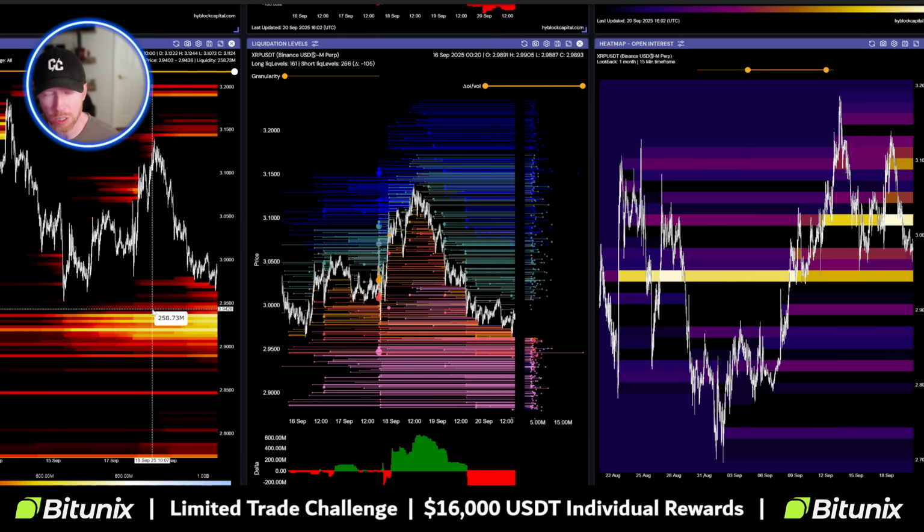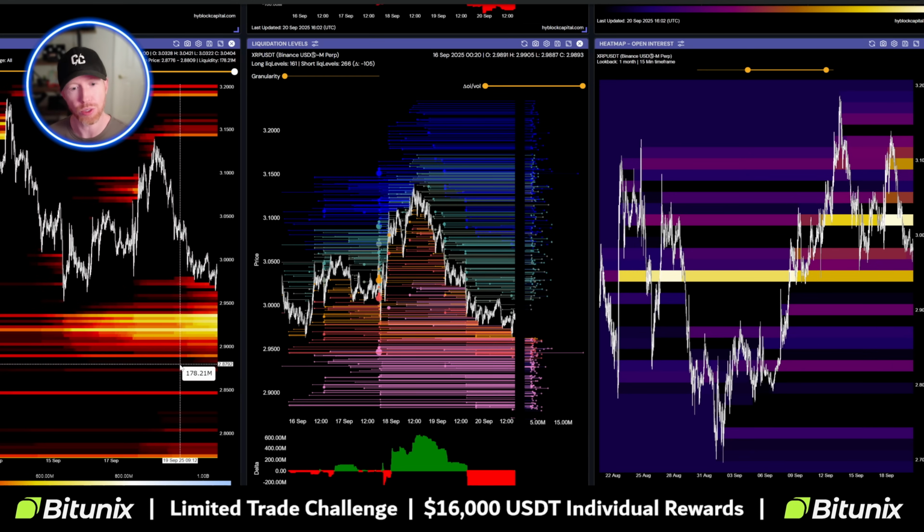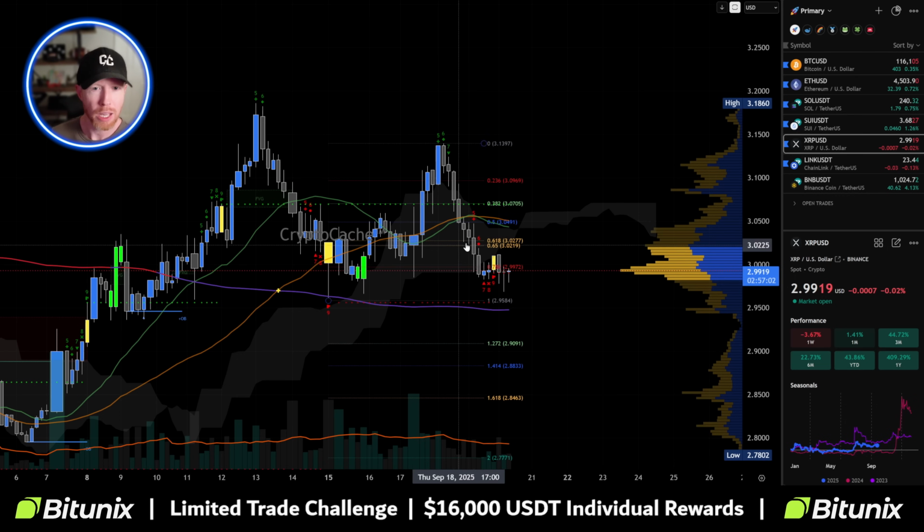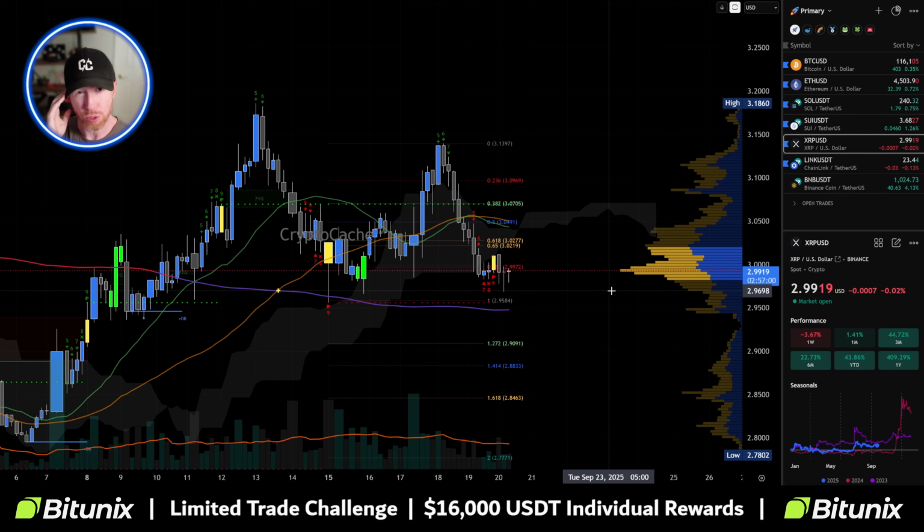Okay. So I mentioned this yesterday, if I recall correctly. 290 to 295 is an interesting area for myself. I'm interested in taking a long in those ranges, just based on those liquidation levels being swept and a lot of support in that 290 to $3 range.